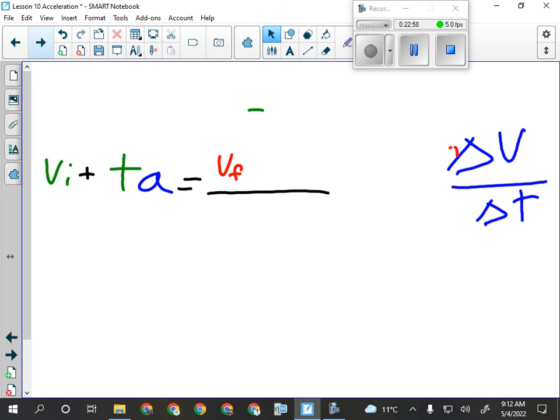Here's again the kind of logical explanation for that. I calculated VF by taking VI and adding the change. If I want to calculate my initial, I should take the final and subtract the change. That'll give me what I started with. Does that make sense? Those are the manipulations of that formula that you're going to have to be able to do.